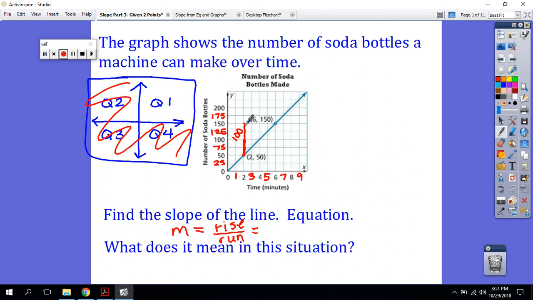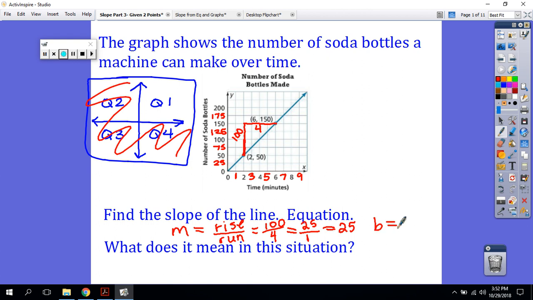Now we're going to run 1 block, 2 block, 3 block, 4 block. And these did go by ones. 1, 2, 3, 4. So rise 100, run 4. That would be our slope. We want to simplify that. 4 goes into 100 25 times, and 4 goes into 4 1 time. And 25 divided by 1 is just 25. So the slope of this line between these 2 points is 25 over 1.